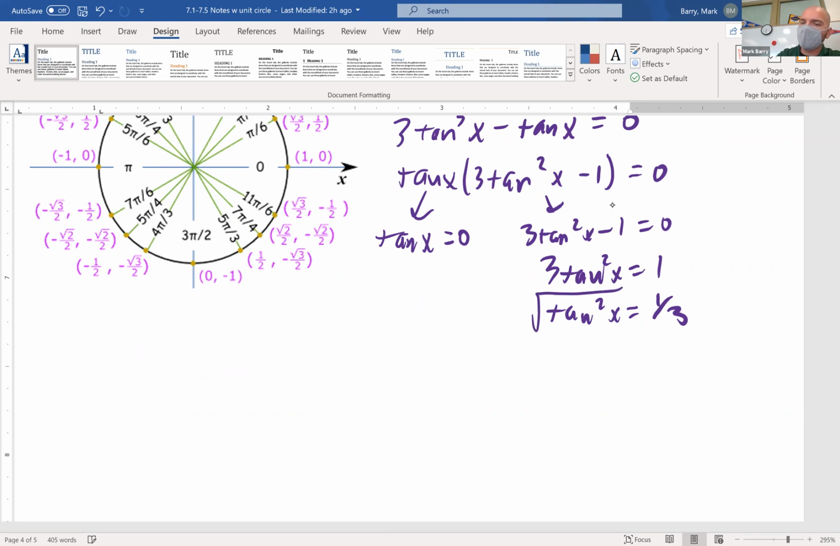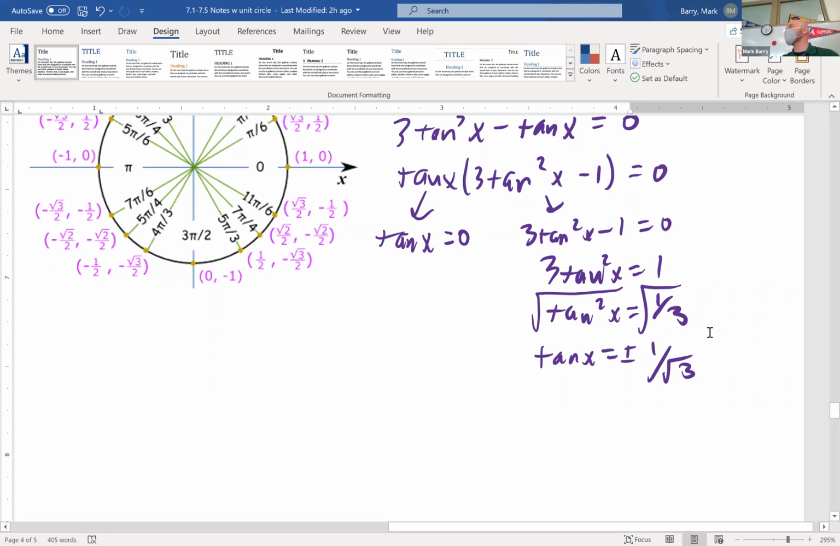Now I'm going to take a square root. I need to put a plus or minus in front of the number because I created that square root. Then the square root of 1 is 1. The square root of 3 is rad 3. And I know I told you you kind of need to rationalize the denominator. That's really only for sine and cosine. For tangent, you can just leave it like this. That's fine. We'll be able to find that on the unit circle, okay?